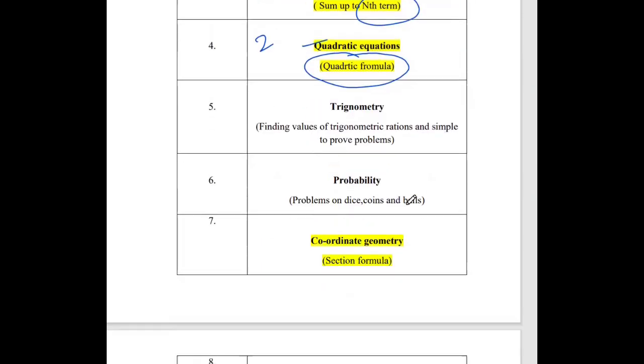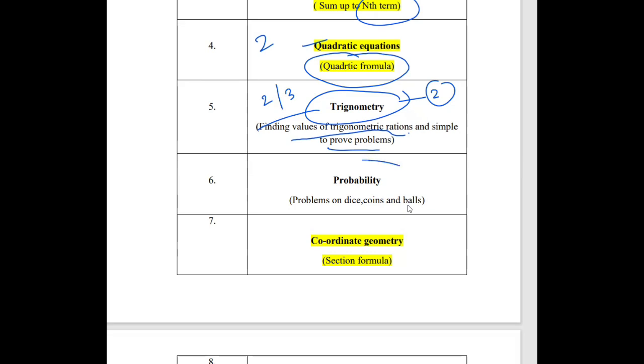Next, coming to trigonometry. In this paper they have asked 2 marks from trigonometry. One is a simple prove problem, and another is based on the value table. They can maintain this as it is or shift it to 3 marks. This can be shifted to 3 marks also in your upcoming preparatory and your board exam. So I've already told you, try to practice the prove problems that are there in your textbook first.